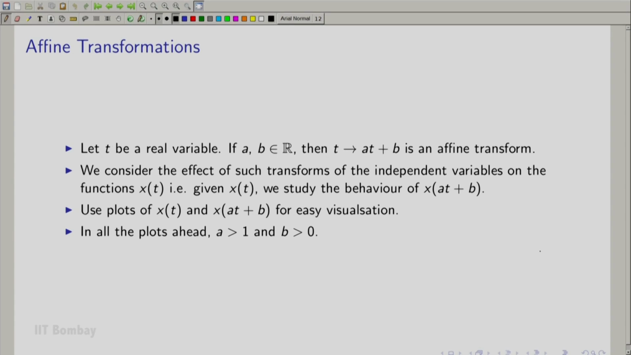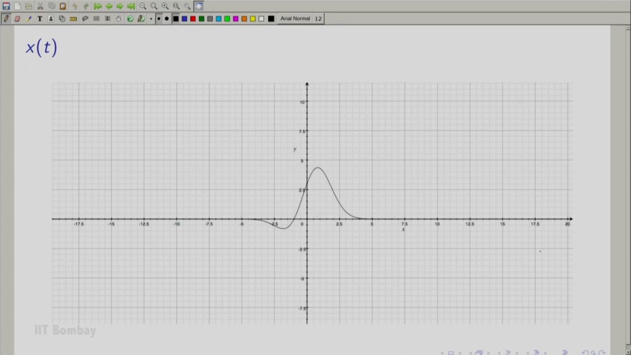Here in the future slides I will show you different plots of x(t) and x(at plus b) in various stages, and in all the plots ahead we consider that a is greater than 1 and b is greater than 0. So this is the function I choose, x(t).